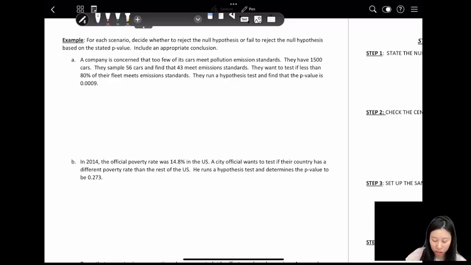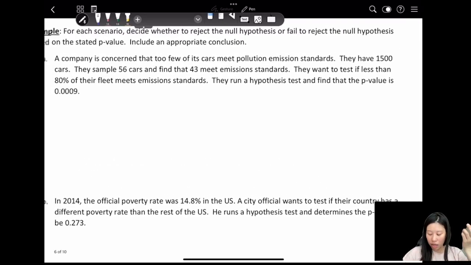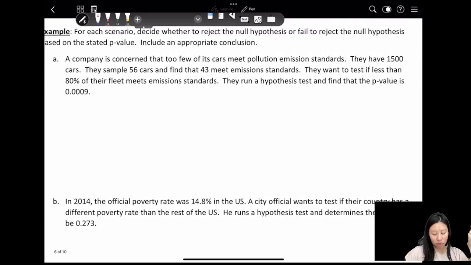A company is concerned that too few of its cars meet the pollution emission standard. They have 1,500 cars. They sampled 156 cars and found that 143 meet the emission standard. They want to test if less than 80% of their fleet meets the emission standard. They run a hypothesis test and the p-value is 0.009. So we don't need to worry about the previous steps. We just focus on the p-value and write the conclusion.